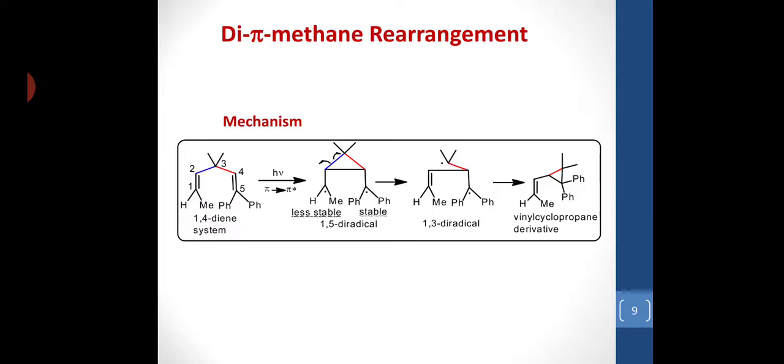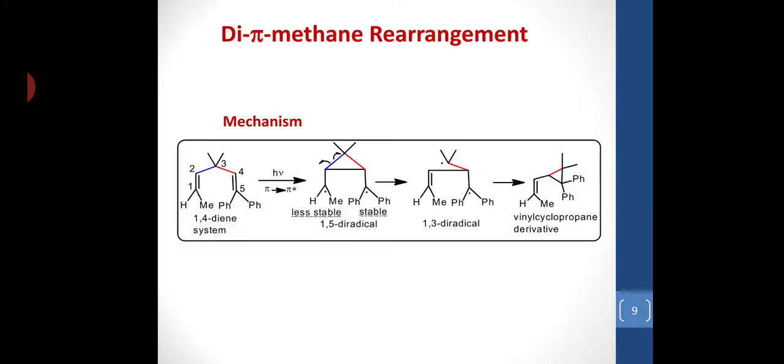Now, which bond will break? This depends on the stability of the diradical at 1 and 5 position. Note that one radical is a secondary radical and the other radical is tertiary radical. Tertiary radical is always more stable and so the red bond which is attached to it will not break.